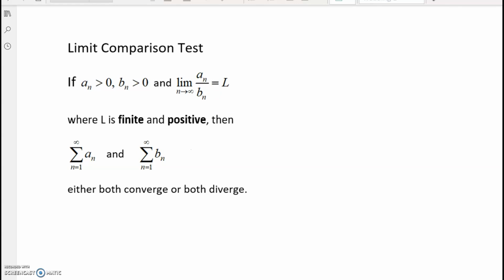So again, a sub n is our series. When I say our series, it's your homework question, your test question, your assignment quiz question. b sub n is a series that you know whether converges or diverges. And if you take a limit of that quotient and you get a finite and positive value, then your series does exactly what the one you compared it to does.